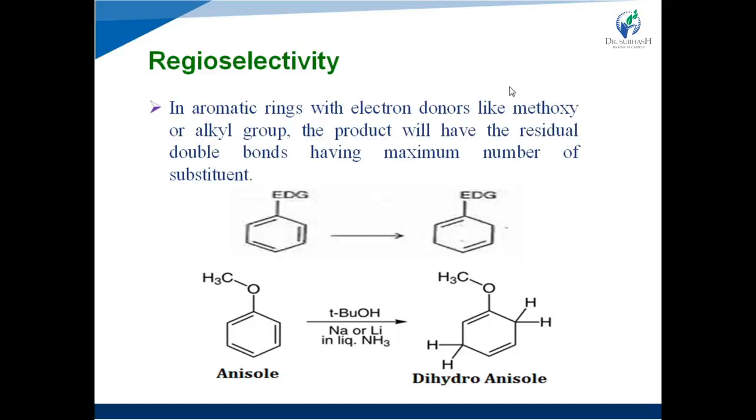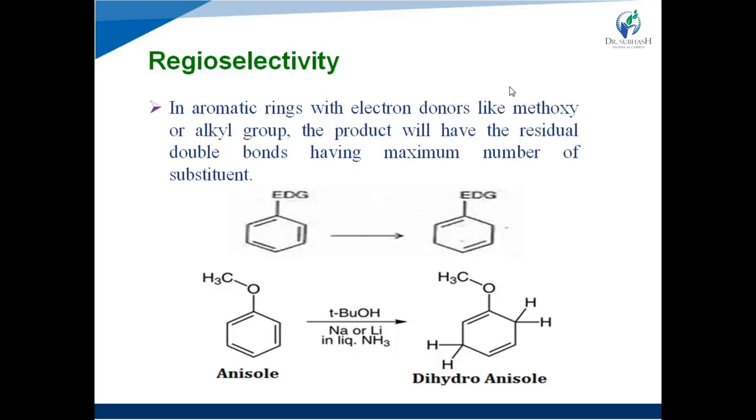So here again, in Birch reduction there are 3 double bonds, and all 6 carbons of the aromatic ring are part of these double bonds. Which carbons are involved in this reduction reaction and which are not depends upon the presence of a substituent or group on the aromatic ring, right? First, in an aromatic ring with electron donors like methoxy or alkyl groups, the product will have the residual double bond with the maximum number of substituents, right?